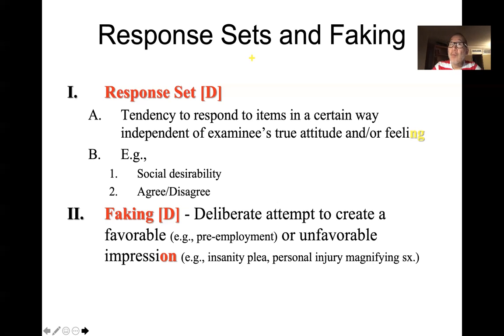But people may also be motivated to present an unfavorable impression. They want to present as being sick, unstable, and so on. Situations may be, as mentioned before, in the forensic setting. If someone is going for the insanity plea, they may very well want to present themselves as being mentally unstable or suffering from a mental illness, in order to support their defense of the insanity plea.